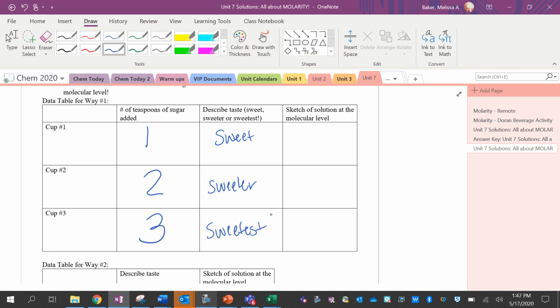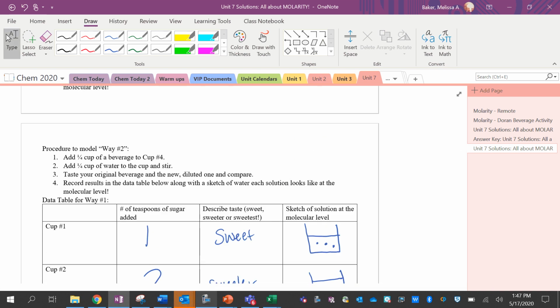That's the most concentrated. So if we're going to sketch these at the molecular level, we've got one with 3 dots. This one is twice as concentrated, so I'm going to draw 6 dots. You could draw different numbers too. This is a very generic representation, but basically more dots in the same amount of area. You can sort of think of it like density too.